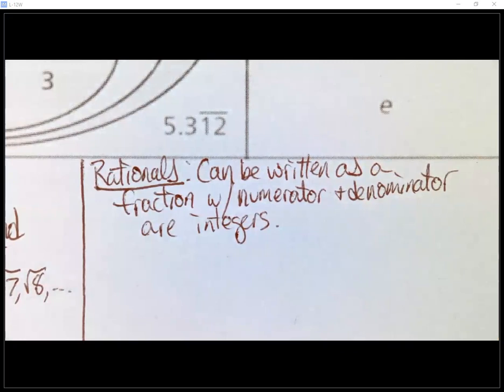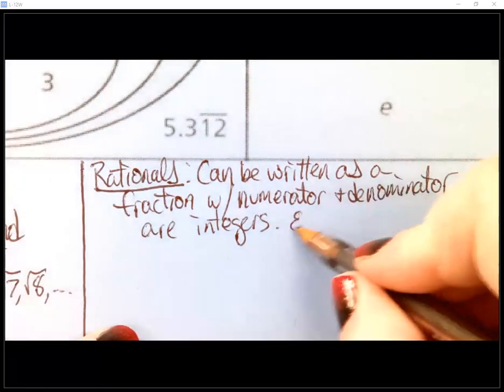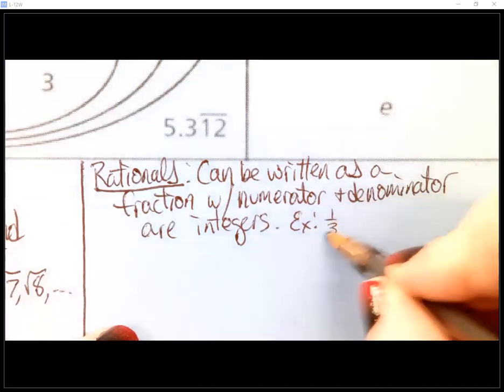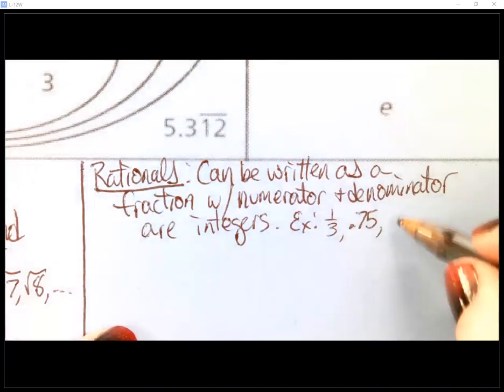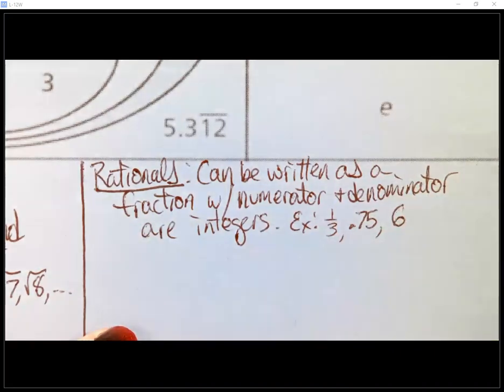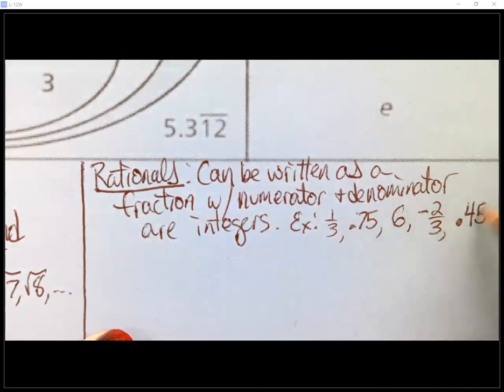So these decimals can repeat, they can end. So you could have 1/3, you could have 0.75, you could have even regular numbers like 6. That counts, right? Because I could write that as a fraction if I wanted. You can have negative numbers, so -2/3, let's say. You could have something written in bar notation, so like 0.45 repeating, something like that.